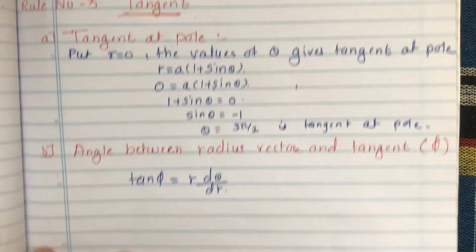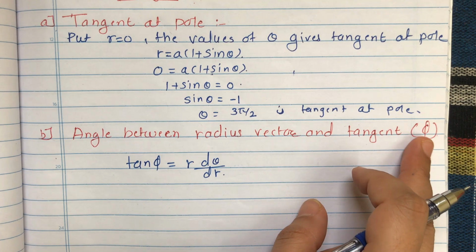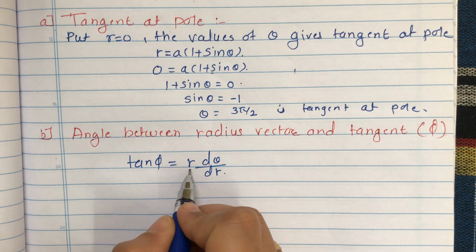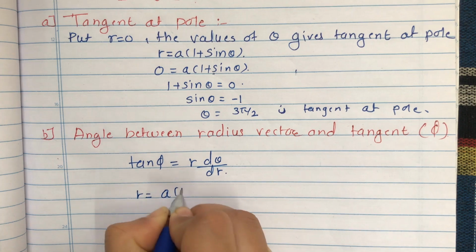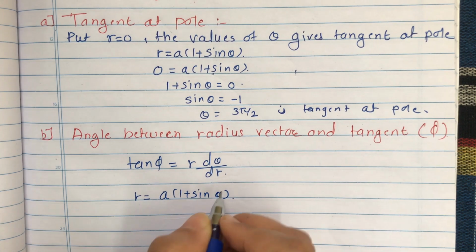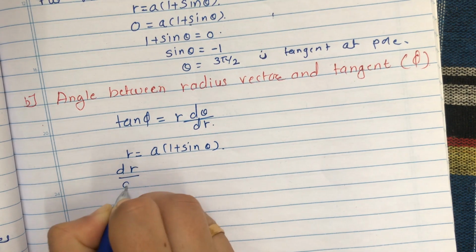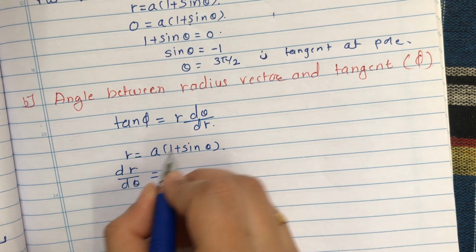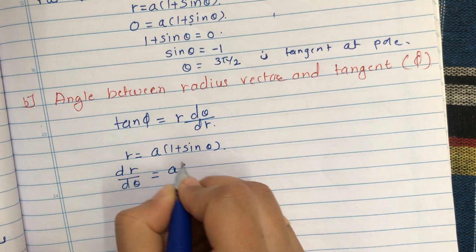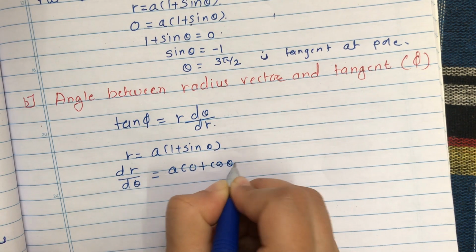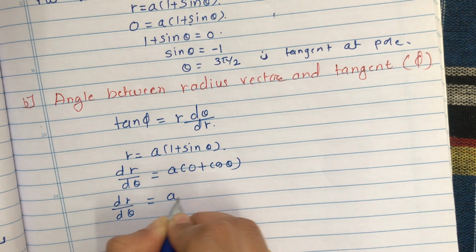So theta is equal to 3 pi by 2 is the tangent at pole. Next, the angle between radius vector and tangent, which is denoted by phi, and the formula is tan phi is equal to r into d theta by dr. So our equation is r is equal to a(1 plus sine theta). So differentiate with respect to theta, dr by d theta is equal to, derivative of sine theta will be what? It is cos theta, so it is a(derivative of 1 is 0 plus cos theta), which is equal to dr by d theta is equal to a cos theta.